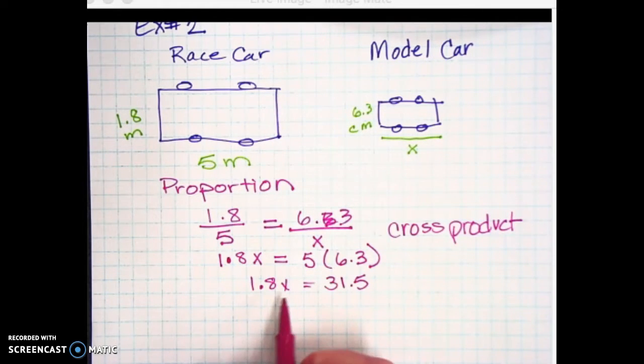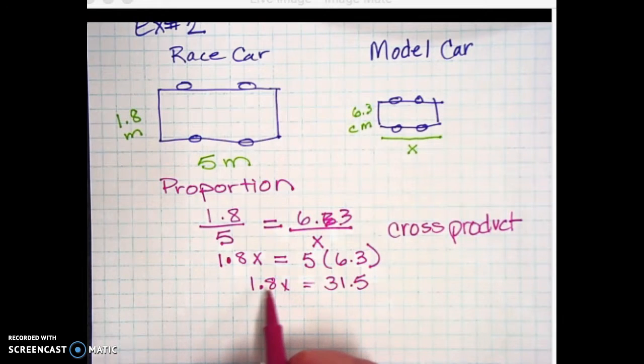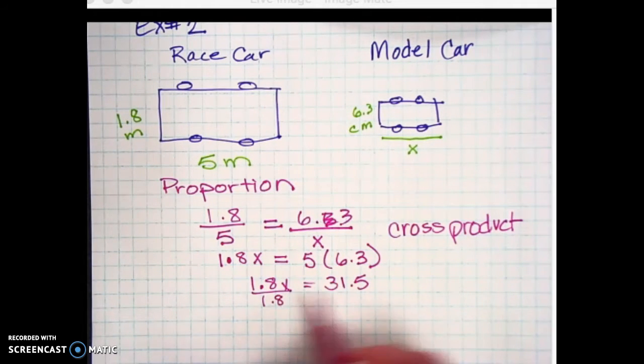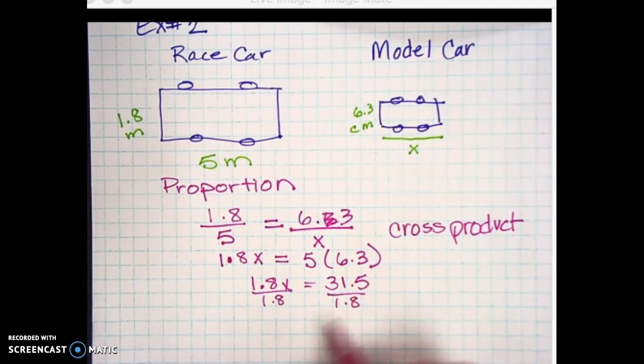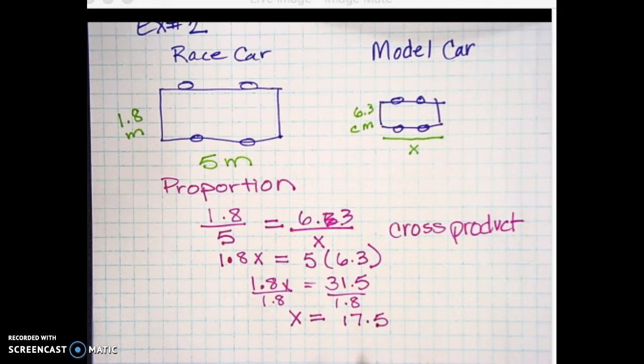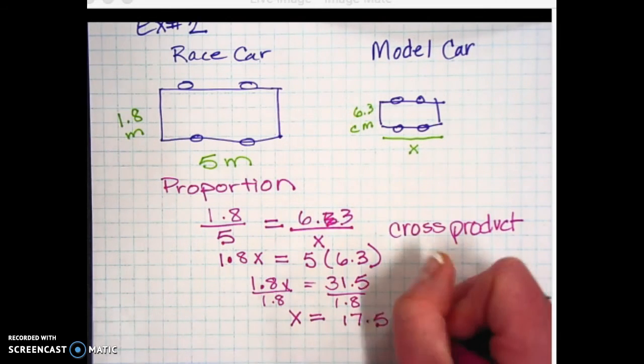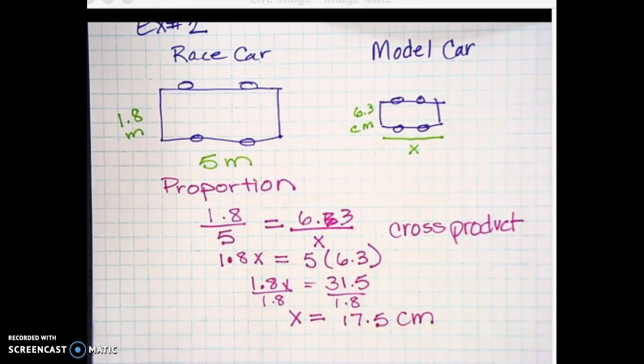And then the last step is the inverse operation of multiplying by 1.8, which is dividing. So I'm going to divide both sides by 1.8. I got 17.5, and the model car was in centimeters. All right, finish copying that down.